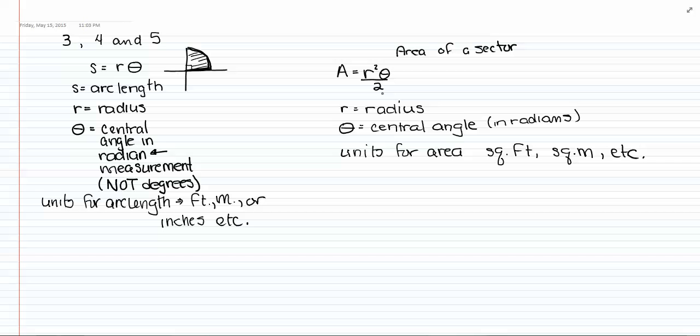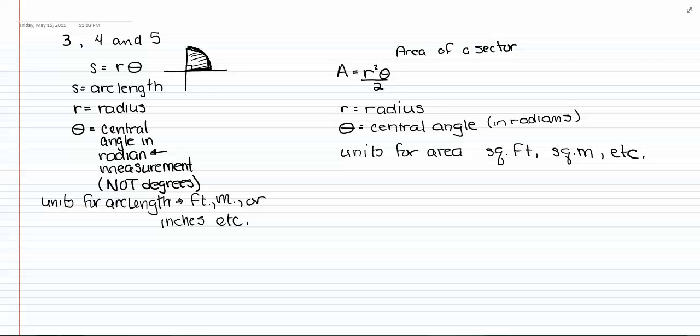The unit label that you'll be putting on area is going to be square feet or square meters or square whatevers. For the arc length, that's just a distance, so linear distance, so it's going to be in feet or meters or inches for its length.